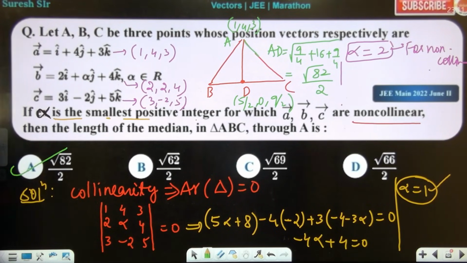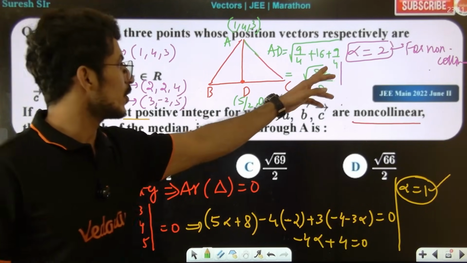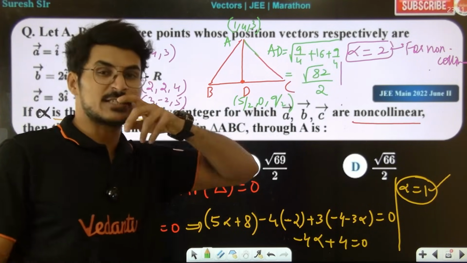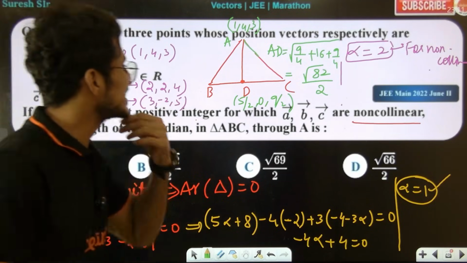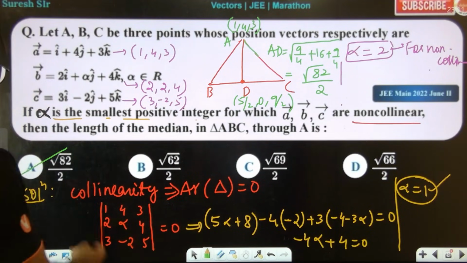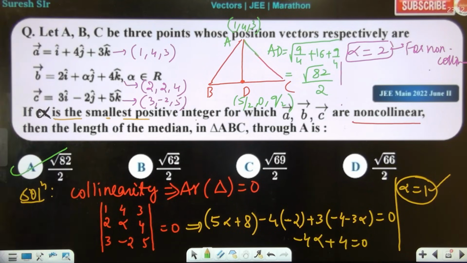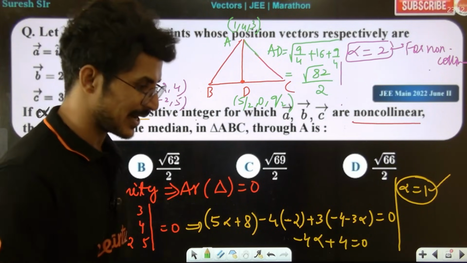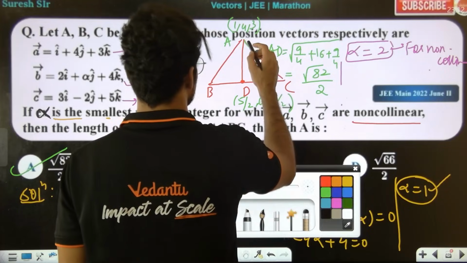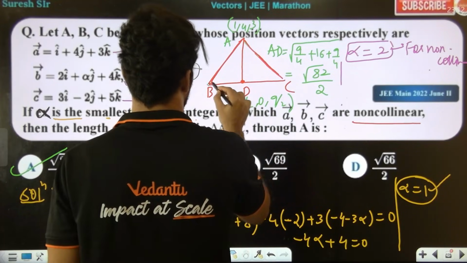Option A. Check: the denominator should be 2, obviously. So root 82, check: 4 into 16 is 64, 64 plus 18, the unit digit should be 2. So 82 is the answer, and options B, C, D are not possible. Any doubts? Are you all getting the point I am trying to say? Please understand, this is a very simple and very important concept.